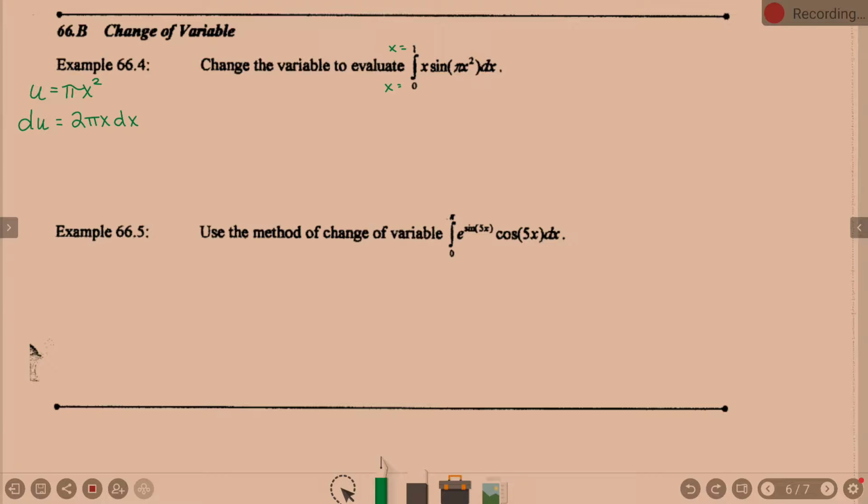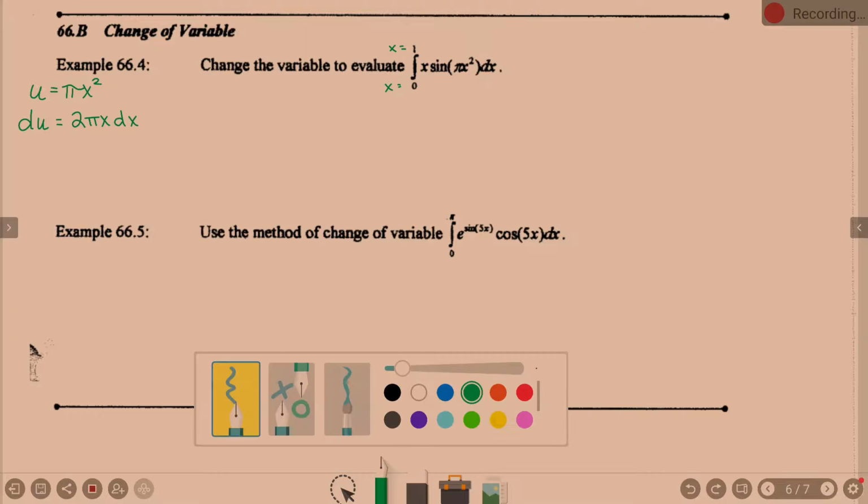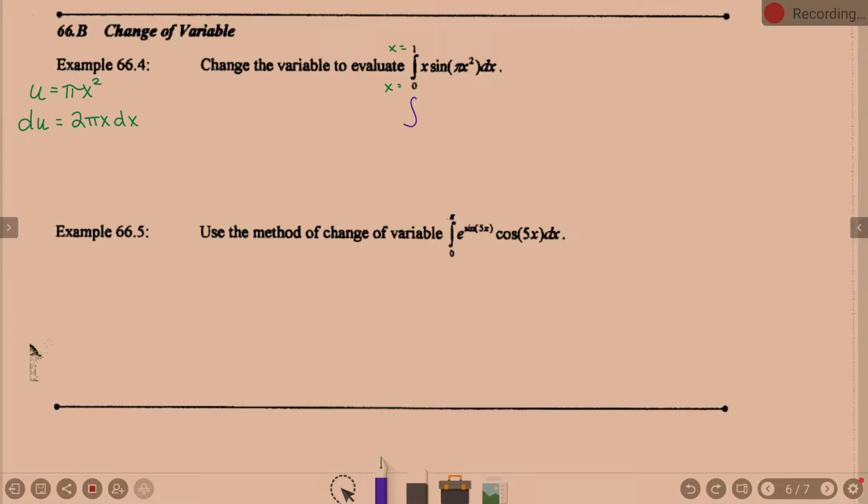Okay, let's rewrite our integral over here. Now, I'm not going to write the 0 and 1 on there because I'm getting ready to write u's. And those 0 and 1 are x values. Okay? Sine of pi x squared is going to be sine of u, yes, because that is u.